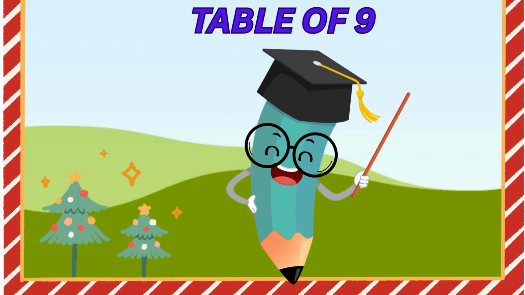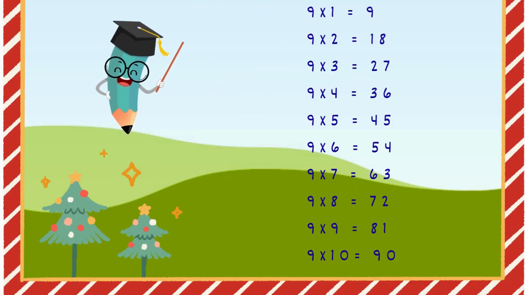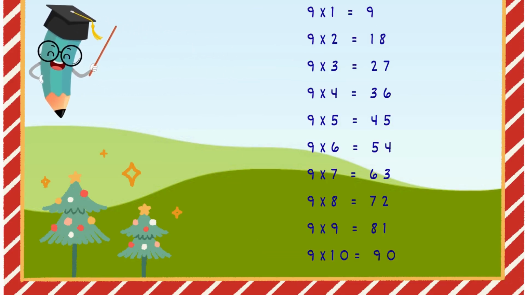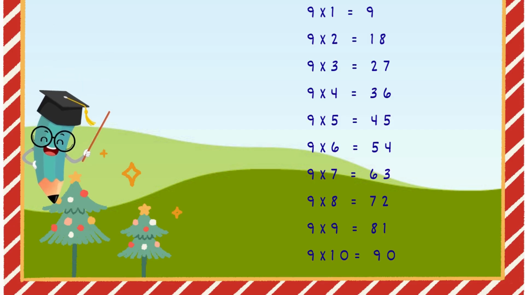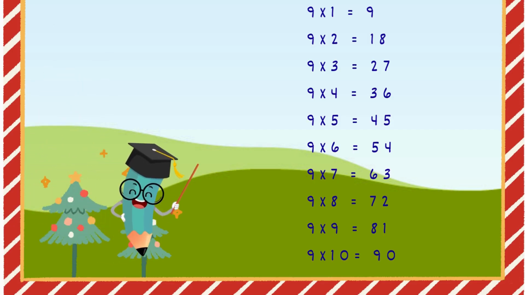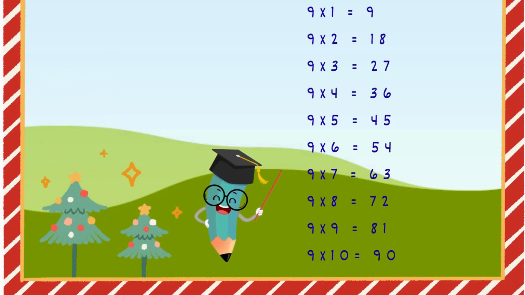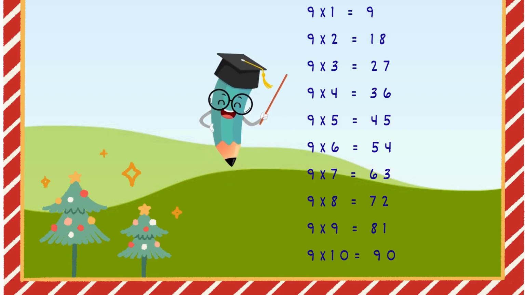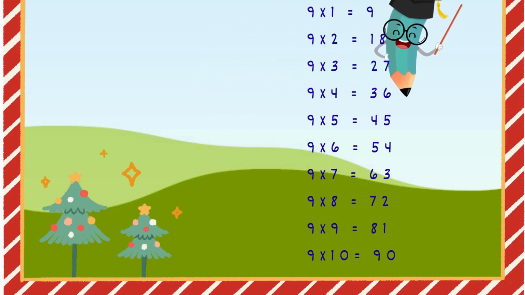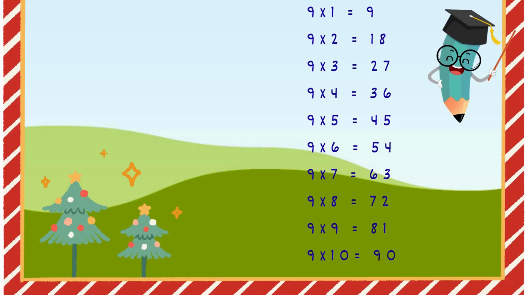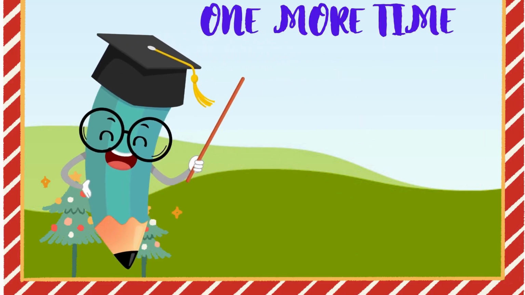So let's get started. 9 ones are 9. 9 twos are 18. 9 threes are 27. 9 fours are 36. 9 fives are 45. 9 sixes are 54. 9 sevens are 63. 9 eights are 72. 9 nines are 81. 9 tens are 90. Wasn't it fun?